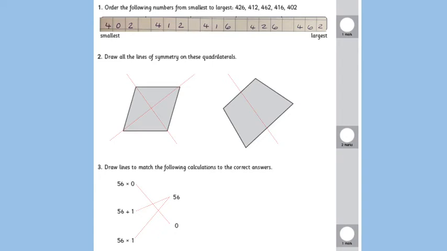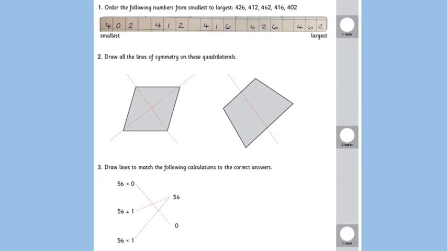From smallest to largest, they're all 3-digit numbers. They all start with a 4, so the only digit in there that really helps you with your place value now is looking at the second digits. So as I can see, in the first number it is 2, in the second number it's 1, the third number it's 6, the fourth number it's 1, and the last number is 0. So that means that 402 must be my smallest. I then know that I've got 412 and 416 that have both got a 1 in their tens column, so I then have to go to the units column to find which one's smaller. Obviously 412 is going to be smaller than 416.